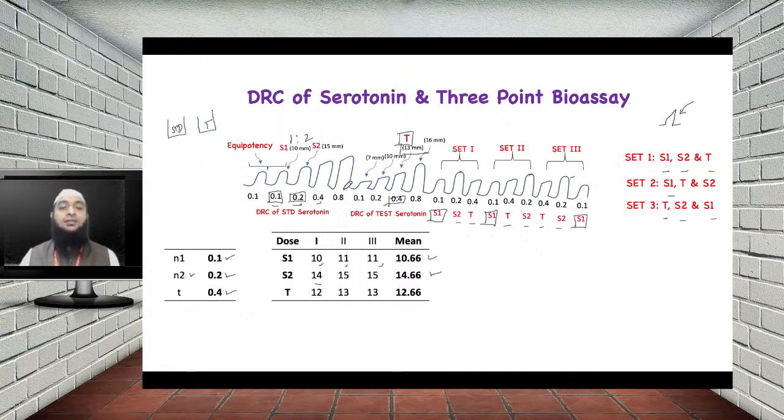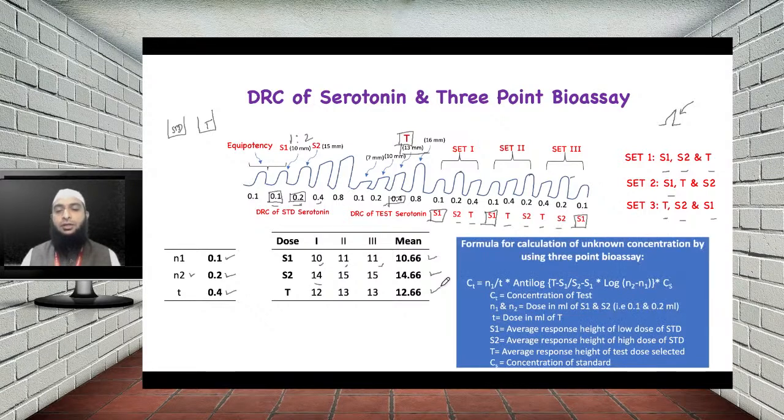You cannot take the DRC for selection of the standard and the test. Also, you cannot repeat the DRC of the test, because your limitation is that you have very less amount of the sample. But that error can be minimized, because here you are taking the average height. So you can take the average height, and whatever reading you get, you can simply put that in the formula for calculation of unknown concentration by using 3-point bioassay.